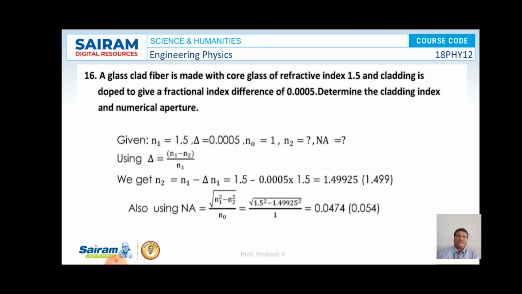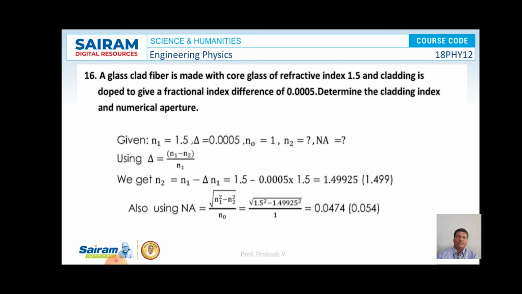A glass clad fiber is made with core glass of refractive index 1.5 and cladding is doped to give a fractional index difference of 0.0005. Determine the cladding index and numerical aperture. Here the value of N1 is given as 1.5 and delta is equal to 0.0005 and N0 is equal to 1. So what is the value of N2 and numerical aperture?